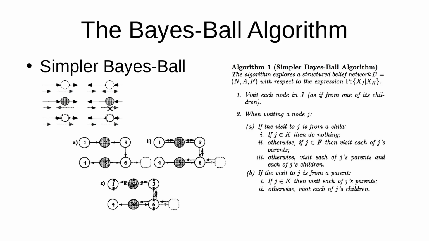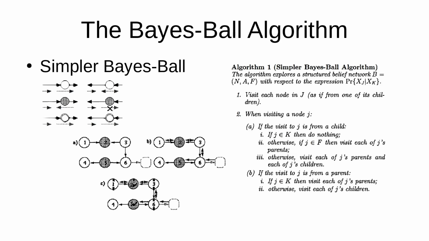An example is shown here for the simpler Bayes-Ball algorithm. In this belief network, J contains only 6, and K contains 2 and 5, denoted by the shading. Starting from the rounded rectangle beside 6, node 6 is first visited. Then, from node 6, the ball is passed through to 3 and 5. Node 5 does not send the ball to children because it is observed, but node 3 is unobserved, so it bounces the ball to its children, nodes 2 and 6.